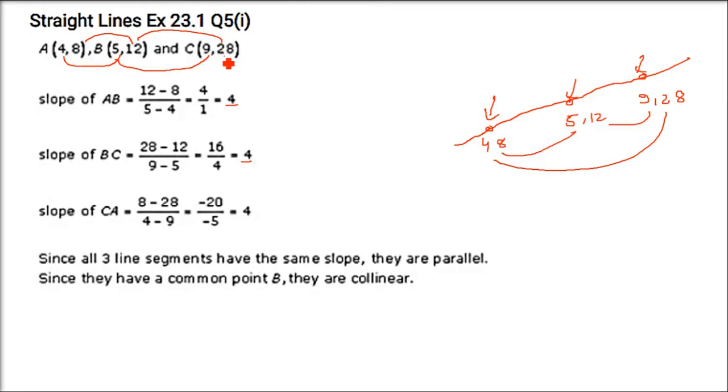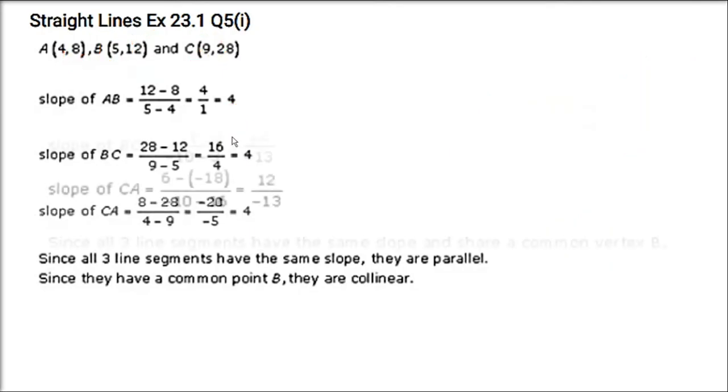8 minus 28 you can do, or you can do 28 minus 8, doesn't matter. So 28 minus 8 by 9 minus 4, again you are going to get 4. So three line segments have the same slope, they are parallel, but there is a common point. The slopes are equal, that means they may be parallel also, but there is a common point between them. But because B point is common for all these three line segments, that's why these three are collinear.